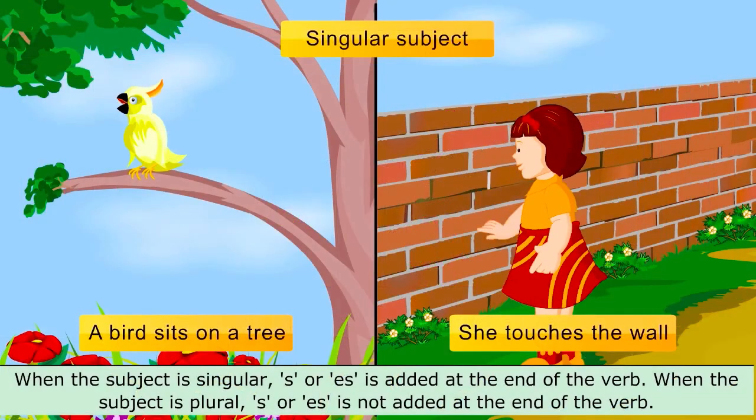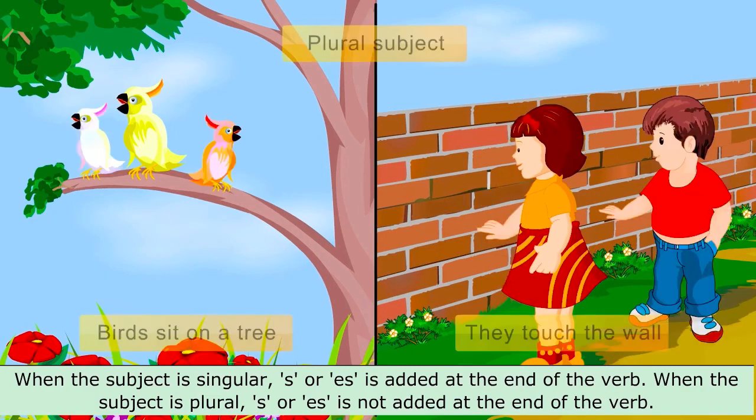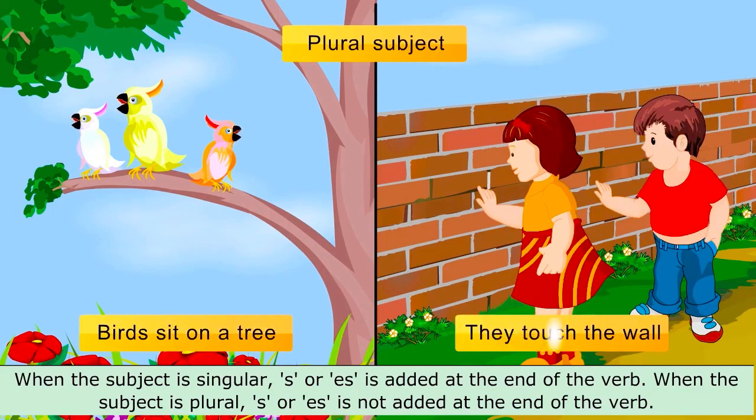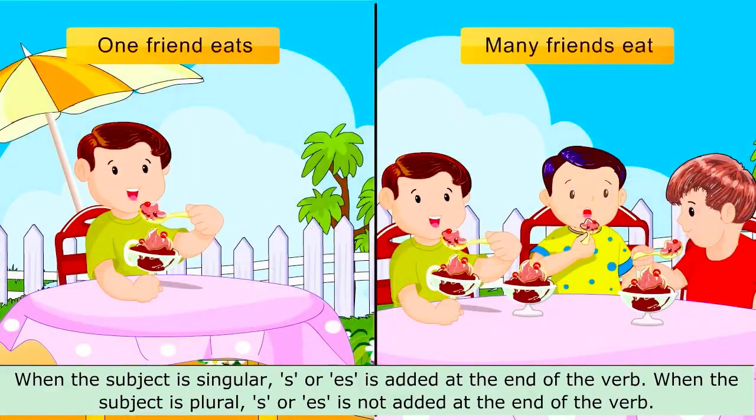You must add an S or ES at the end of the verb when the subject is singular. For example, bird sits in a tree. She touches the wall. And you don't need to add an S or ES at the end of the verb when the subject is plural. For example, birds sit in a tree. They touch the wall. Let's take some more examples.